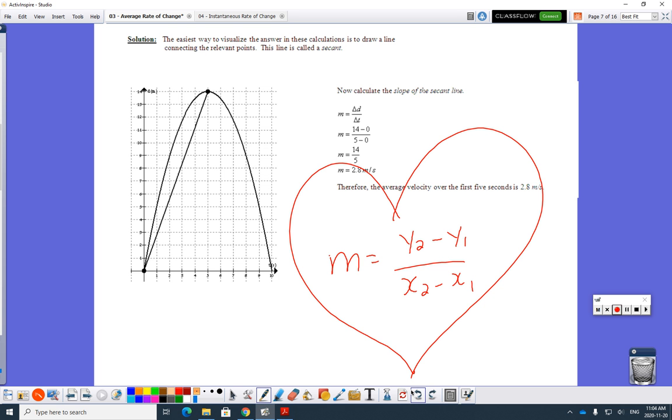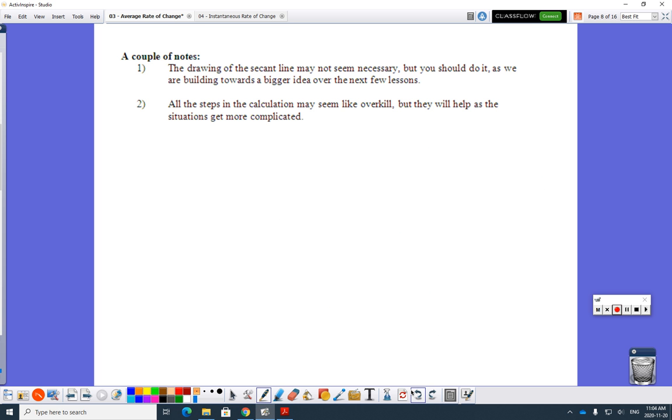You may not think that's necessary, but it's an important understanding of all this, and I'm building towards a bigger idea in the next lesson this afternoon and going into calculus. We're really building towards a really gigantic idea. So drawing that secant line helps you build that thinking towards that idea. So trust me on that. The secant line is a good thing to do.